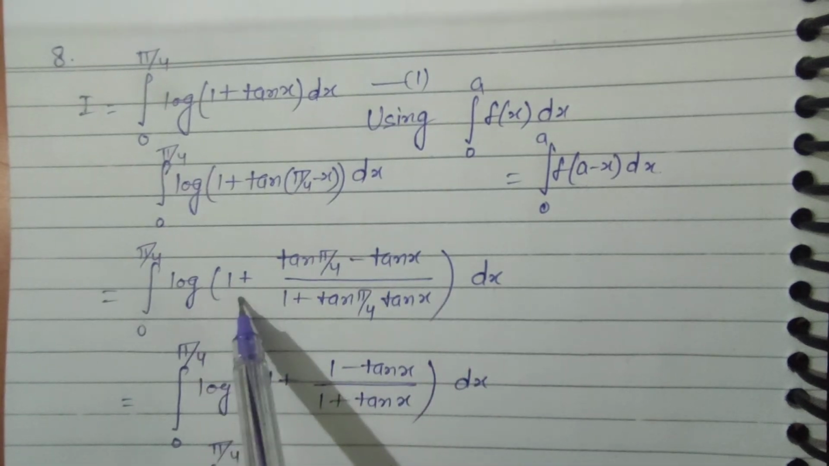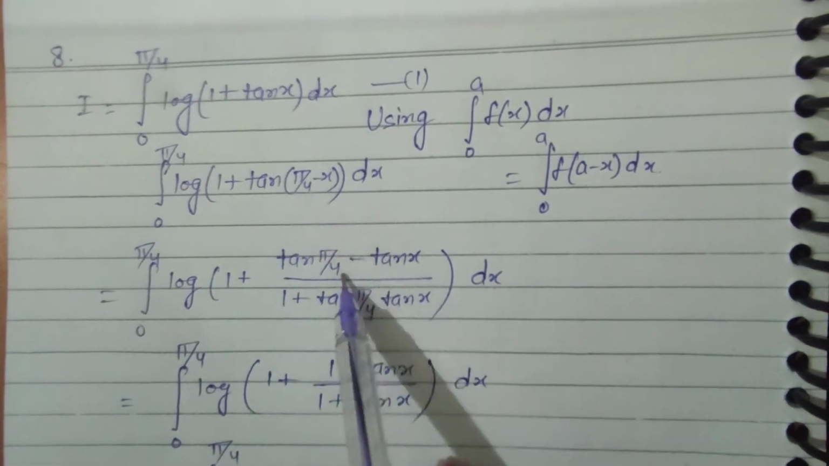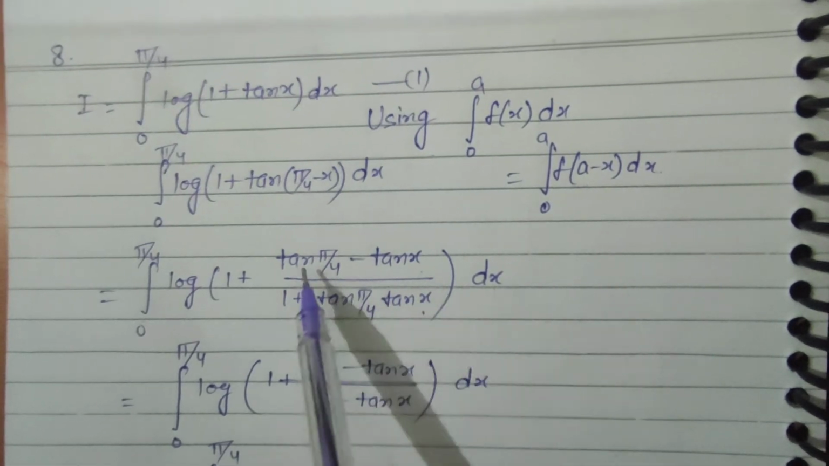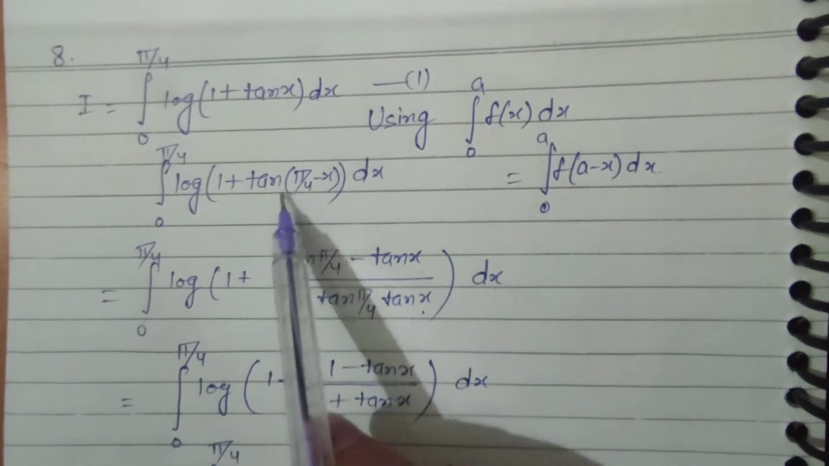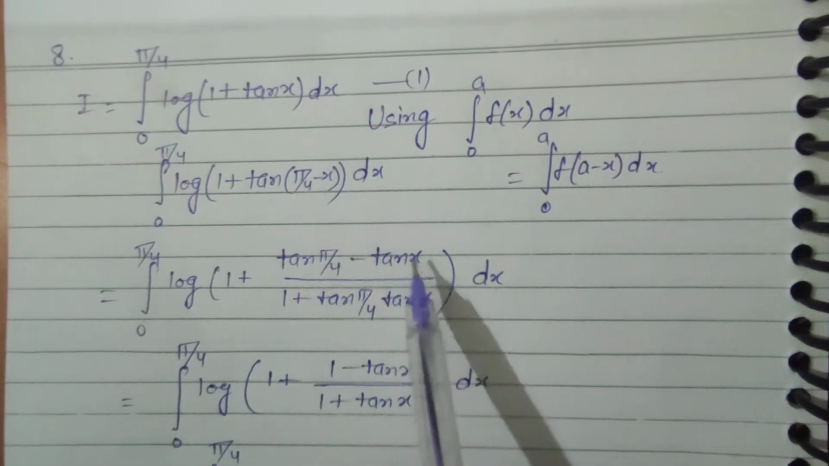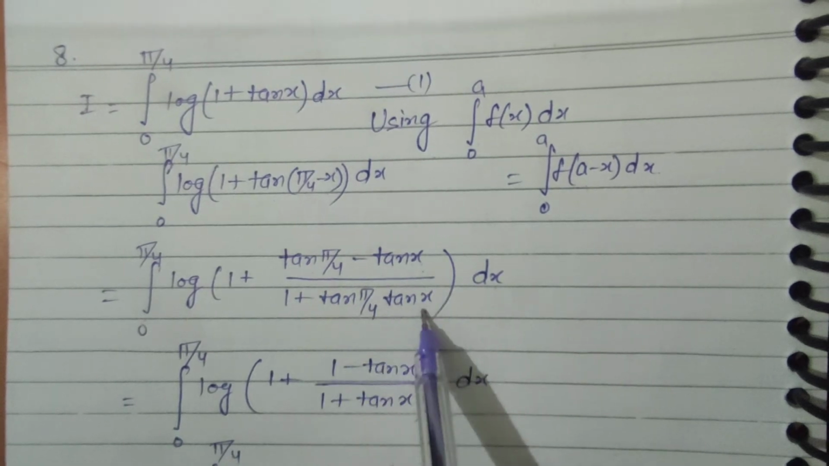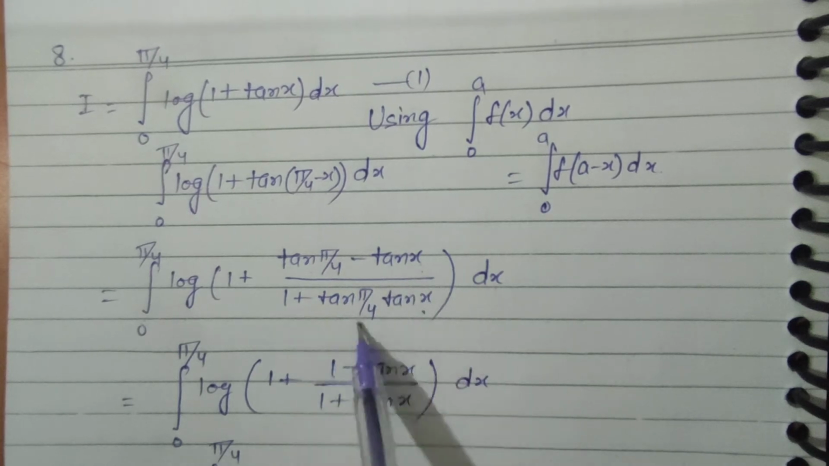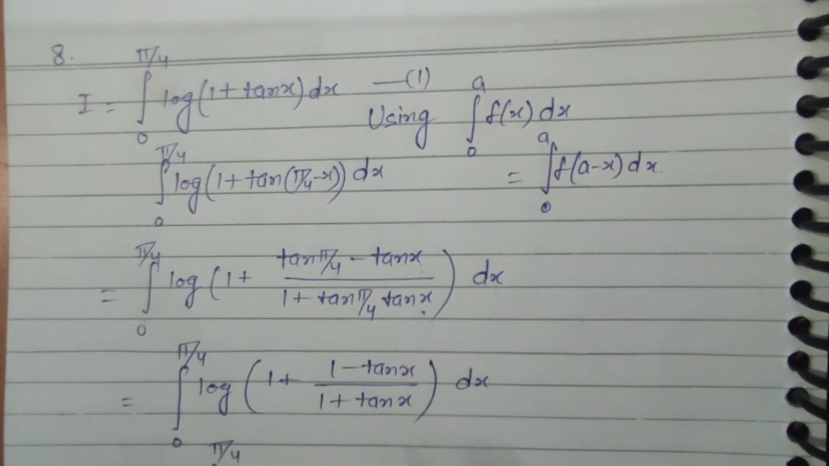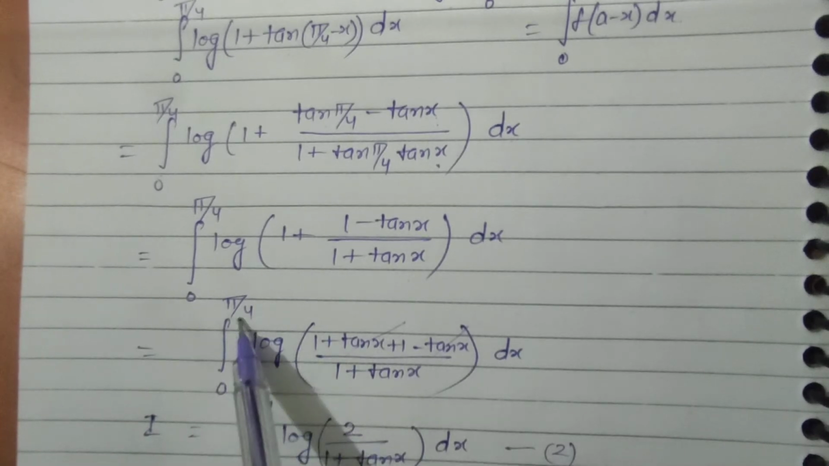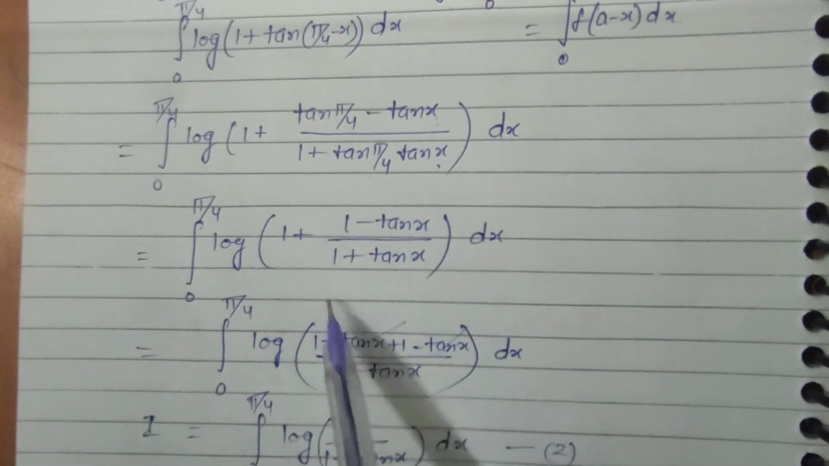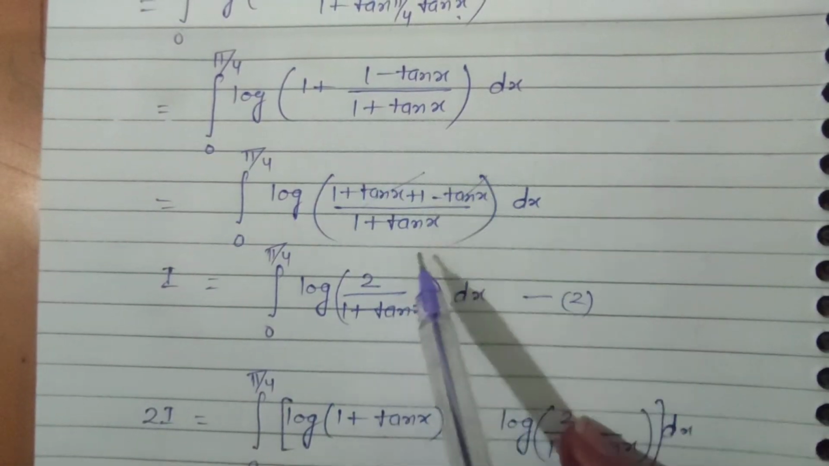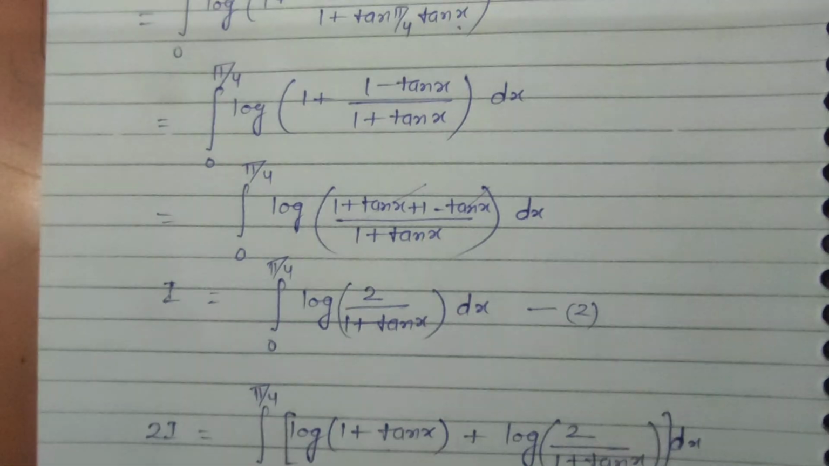So it is log of 1 plus tangent of pi by 4 minus x, which is tangent pi by 4 minus tangent x upon 1 plus tangent pi by 4 tangent x. This is the tan a minus b formula: tan a minus tan b upon 1 plus tan a into tan b. And tangent pi by 4 is 1. So it is 1 minus tangent x upon 1 plus tangent x. 1 plus it is also 1, so 1 plus tangent x. So look at this. Limit is 0 to pi by 4. Log of, we will solve it. Then after taking the LCM, we will get 2 upon 1 plus tangent x.